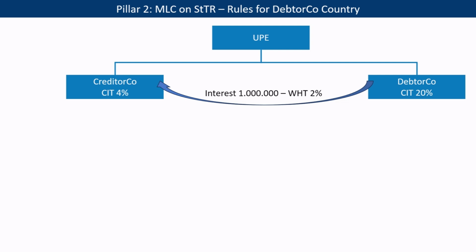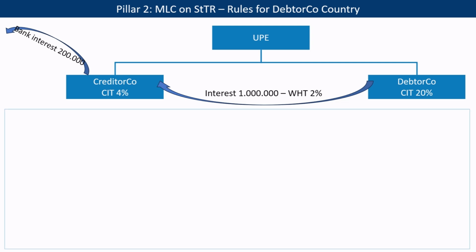Now, this is not realistic. Normally it's 5% or 10% or 15%, but we need to work with the 9% maximum tax under the STTR. So let's make this 2%. And then credit co is also paying interest to a bank of 200,000, right?